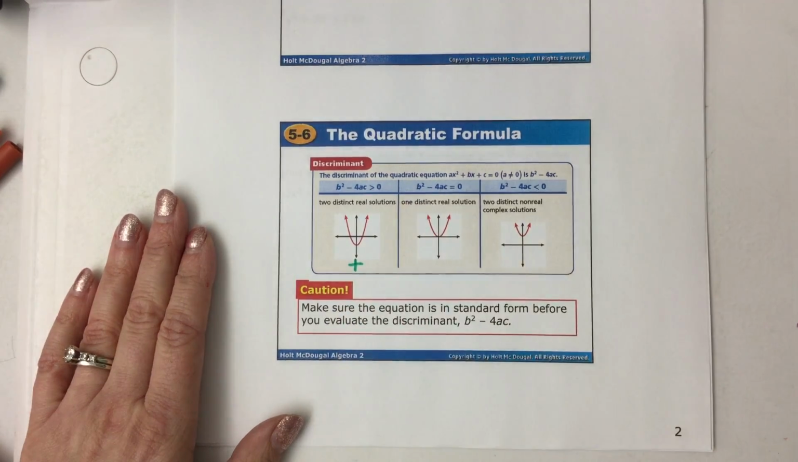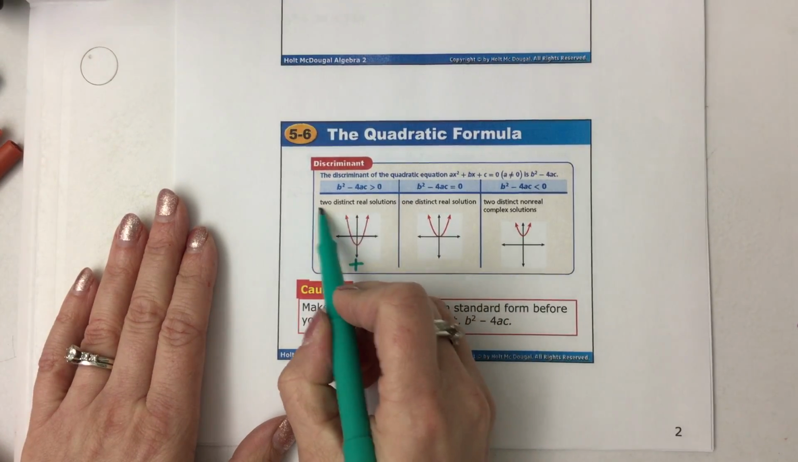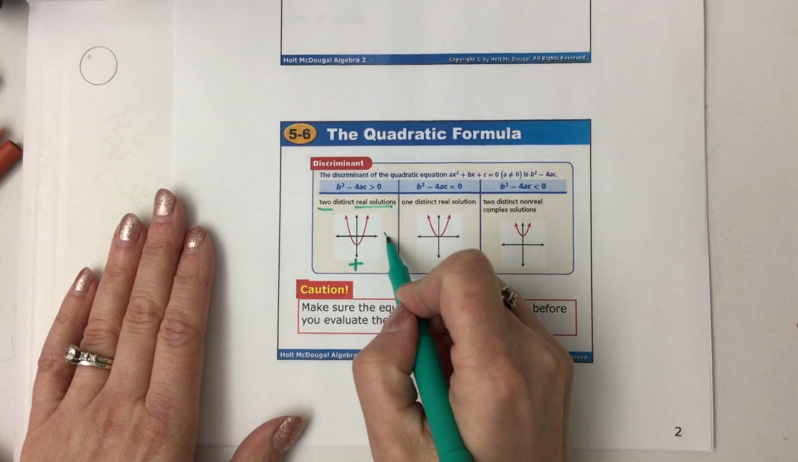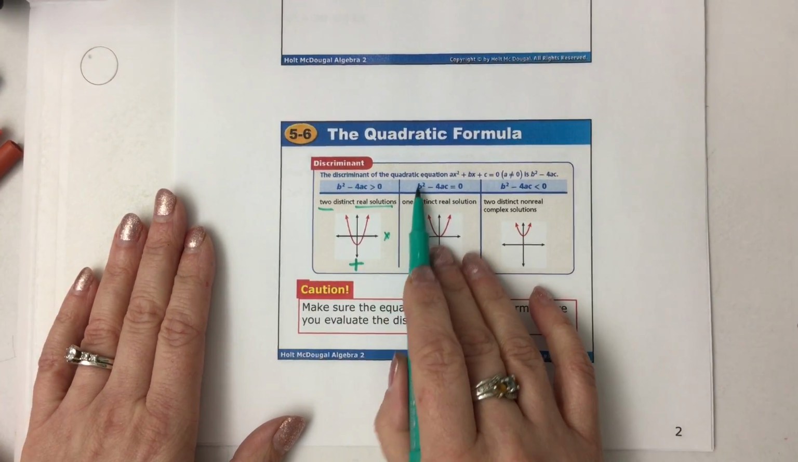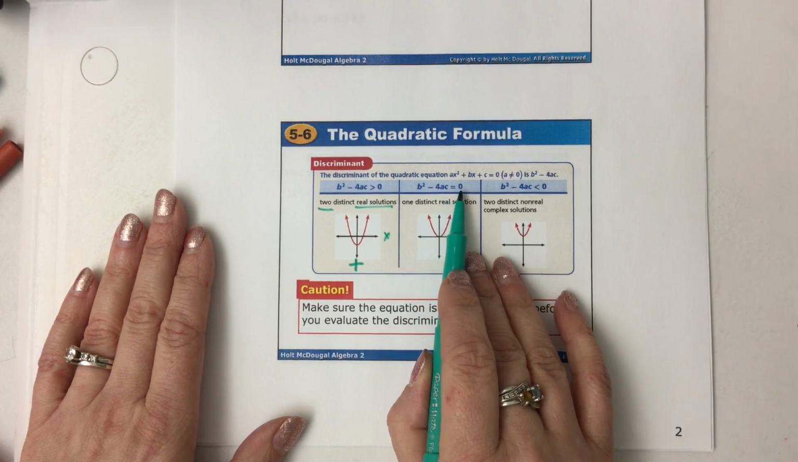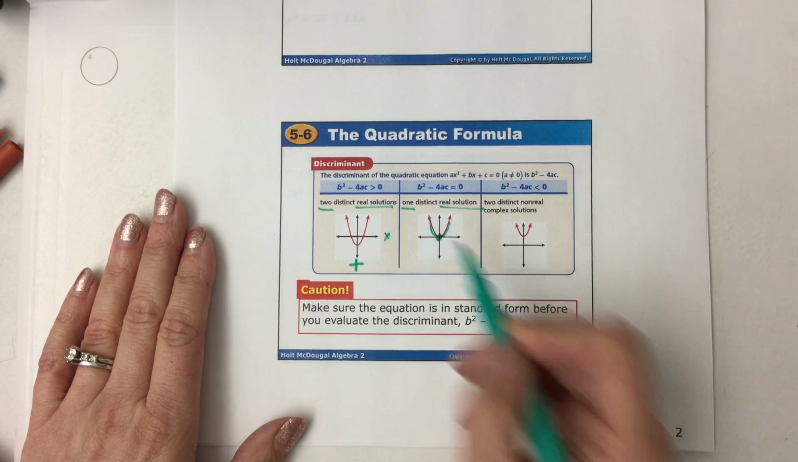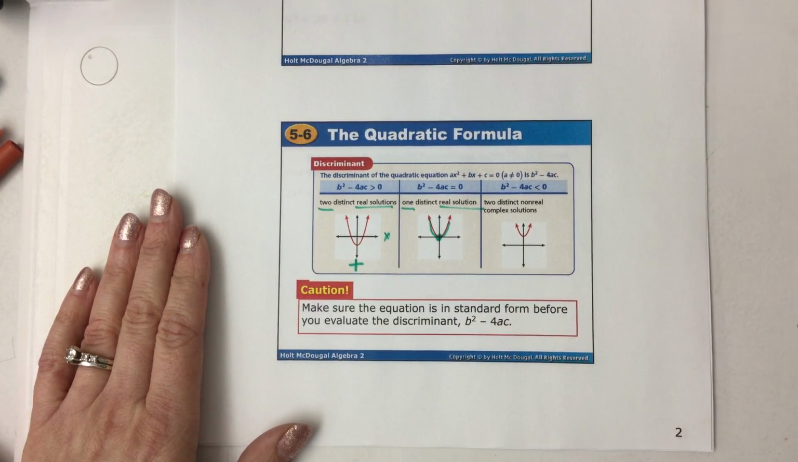Okay, so when you calculate b squared minus 4ac, if it's greater than 0, so if it's positive, you have 2 real solutions. Your parabola would really cross the x-axis 2 times. If b squared minus 4ac equals 0, you have 1 real solution. The parabola would really touch the x-axis at 1 location.